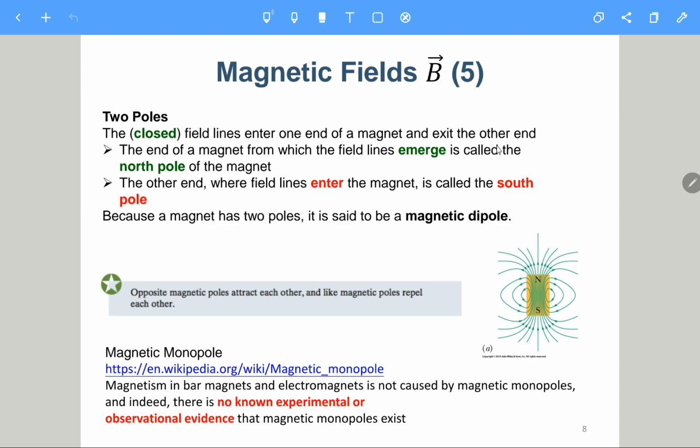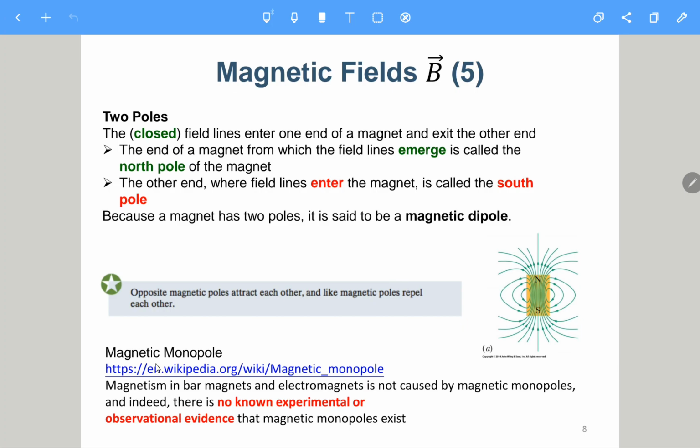For E field lines, they always start from the positive charge and end at the negative charge. For magnetic field, we start from the north pole and end at the south pole. The end of the magnet from which field lines emerge is called the north pole, and the end where they enter is called the south pole. Because the magnet has two poles, it is said to be a magnetic dipole. Opposite poles attract each other, and like poles repel each other. I think even a kindergarten or primary student will know this.